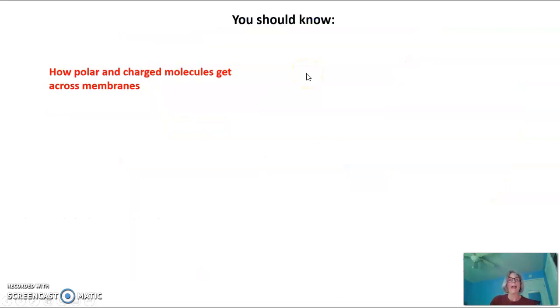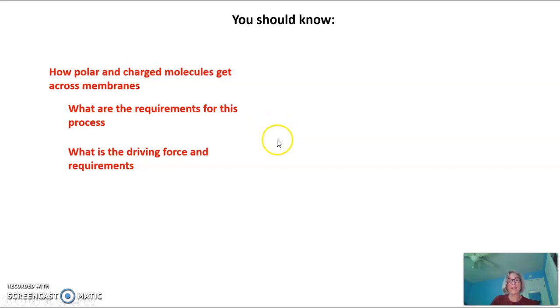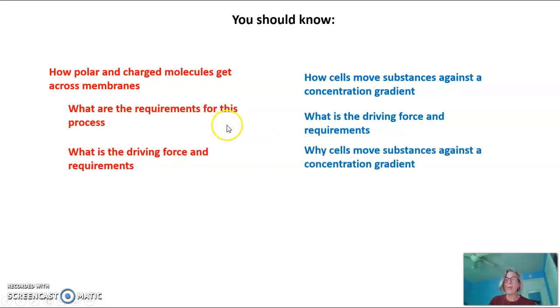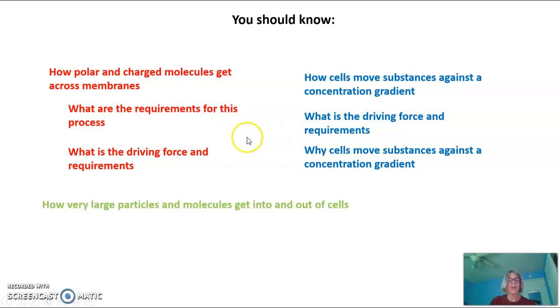So you should know how polar and charged molecules get across membranes, what the requirements are for this process, and what the driving force is. You should know how cells move substances against a concentration gradient. You should know what the driving force is and what the requirements are. And you should know why. Why would a cell want to move substances against a concentration gradient? You should also know how very large particles and molecules get into and out of cells and what the driving force is for these processes.